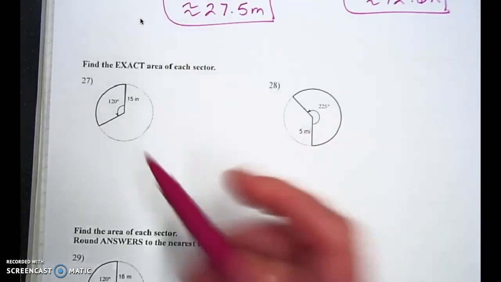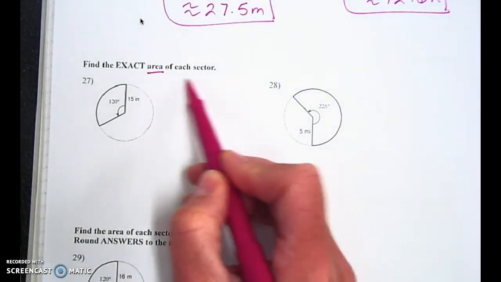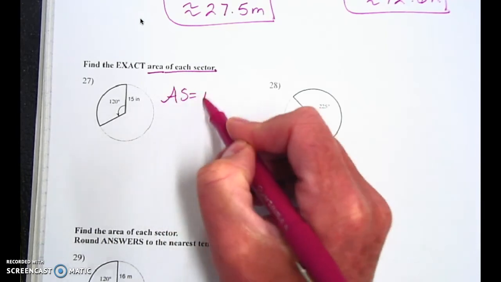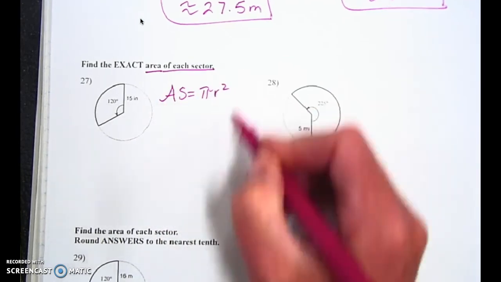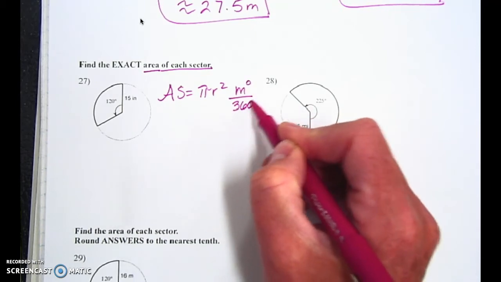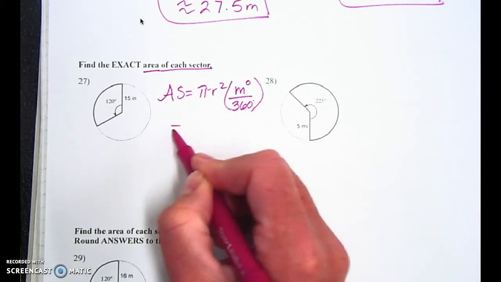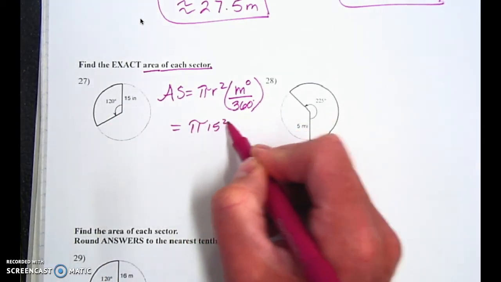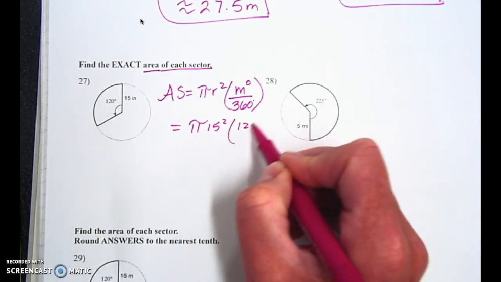Numbers 27 and 28, we're looking for the area of each sector. So area of a sector formula is just pi r squared, but we just want to get a portion of that circle, so we're going to do the measure of the angle over 360. And the radius on this one is 15, so we have pi 15 squared, and the angle is 120.